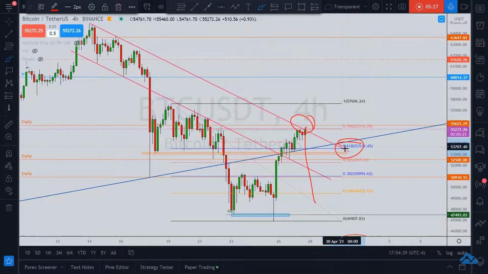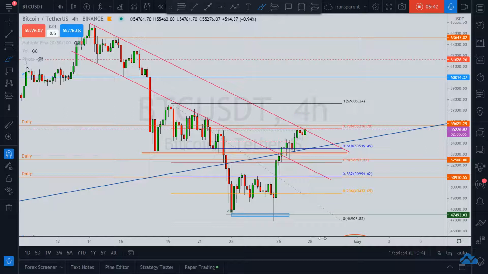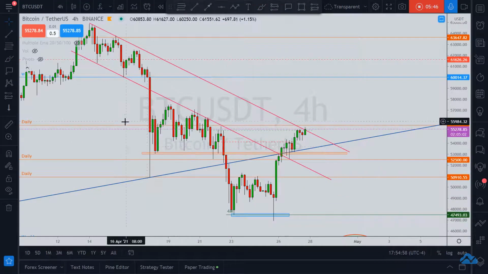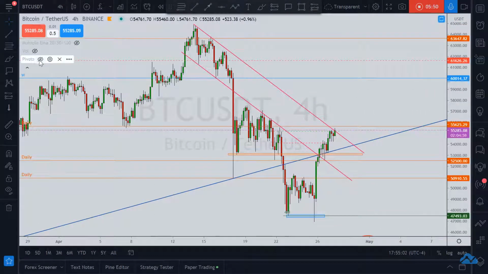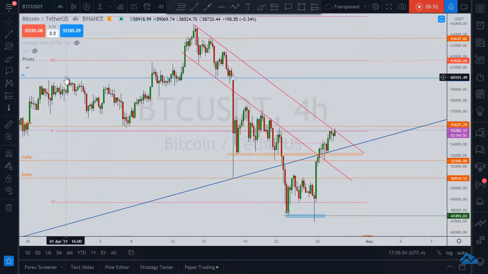This is the golden ratio. Price went past that, and we are at the 786. So this is the last place that we're going to be looking for price to reverse. Also, what I want you to see is the pivot points.